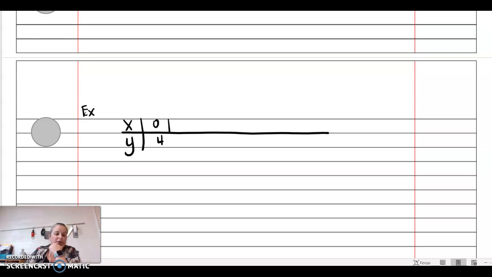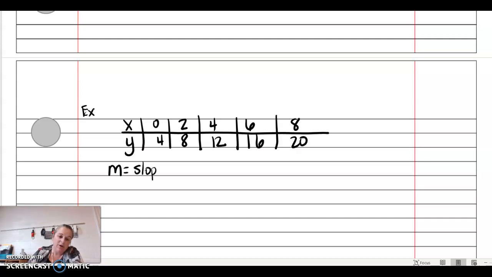We have 0, 4, 2, 8, 4, 12, 6, 16, and 8, it's 20. If it's a linear relationship, we should have a constant increase, a slope, a rate of change. So I'm going to do m equals my slope, which is your rise over your run, which is your change in y's over your change in x's.